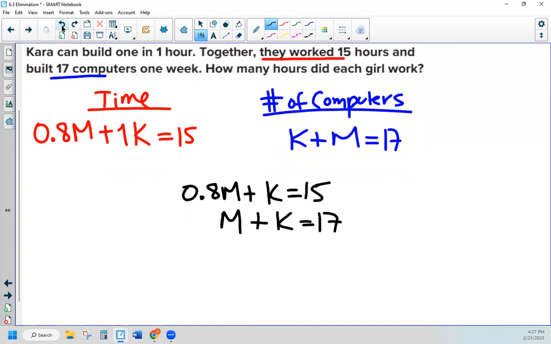So what would you do from here? Now that they're lined up, we can decide whether we're going to be adding these 2 or subtracting these 2. What is going to determine if we add them or subtract them?